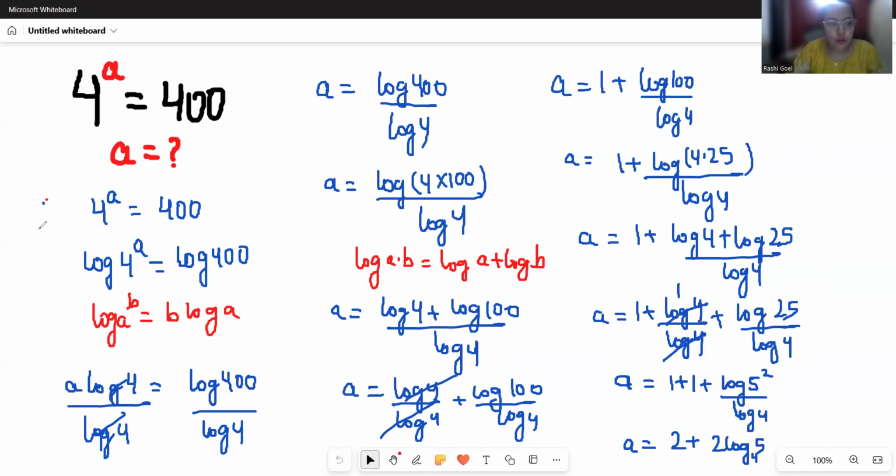So what is the value of a? If we take 2 as common, a = 2 (1 + log 5 with base 4).